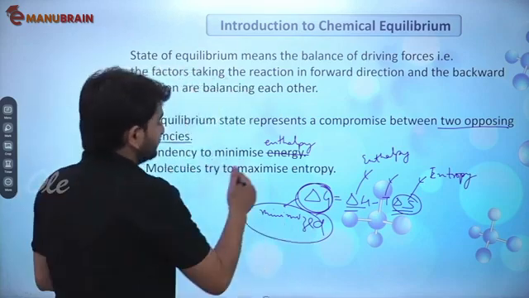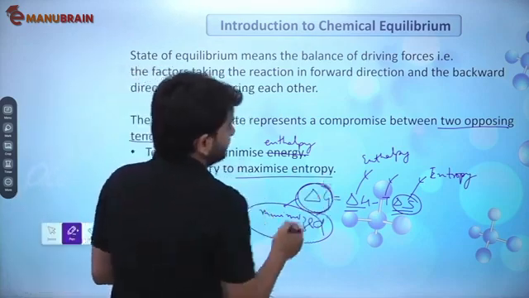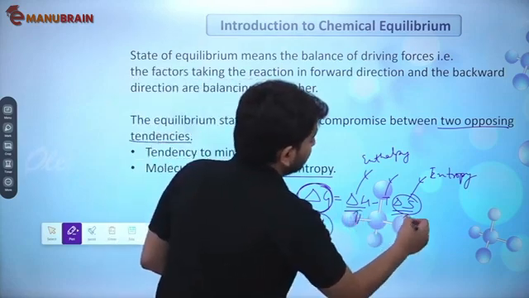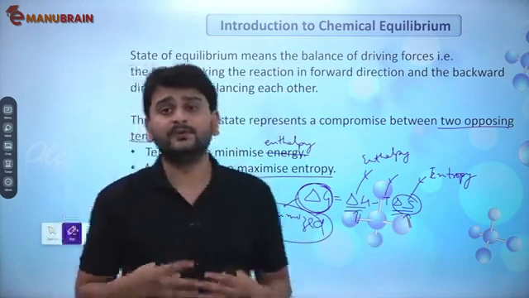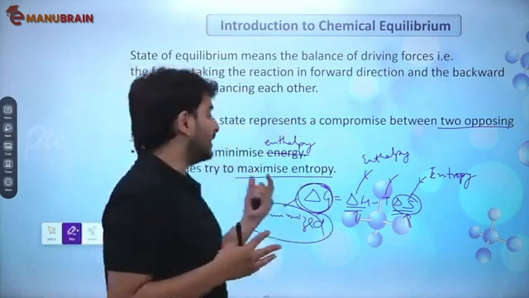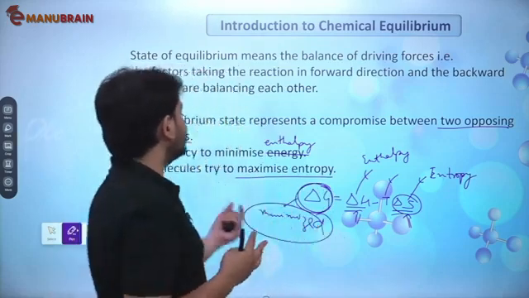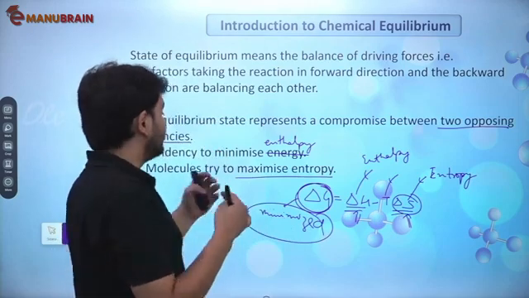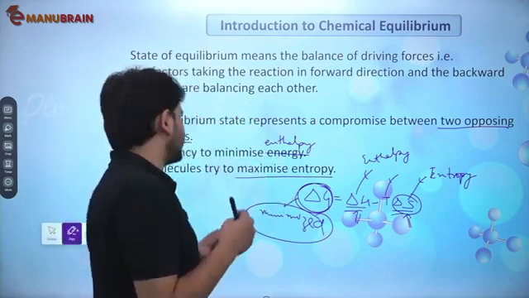Also, at the same time, molecules try to maximize entropy. So they want to reduce their enthalpy and they want to maximize their entropy, right? Enthalpy and entropy, we will be delving into them quite a bit. I just wanted to show you here how these factors play. Enthalpy wants to be as low as possible, entropy wants to be as high as possible.